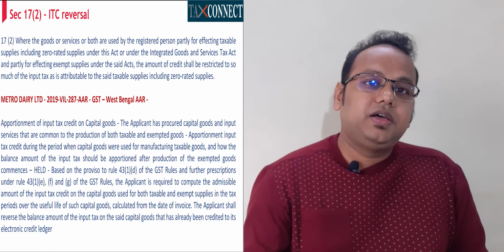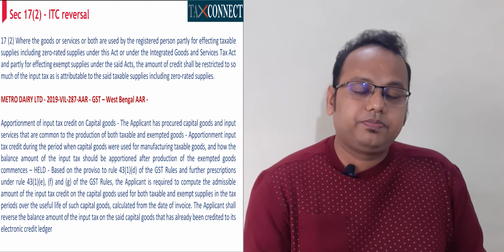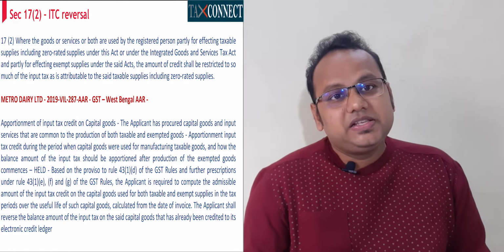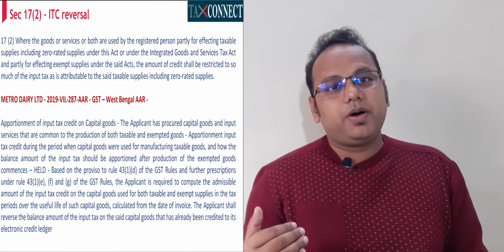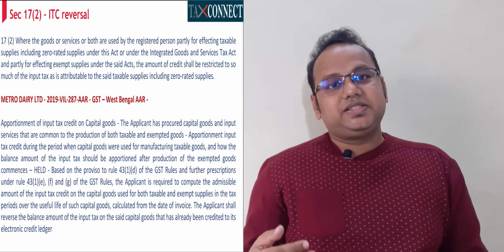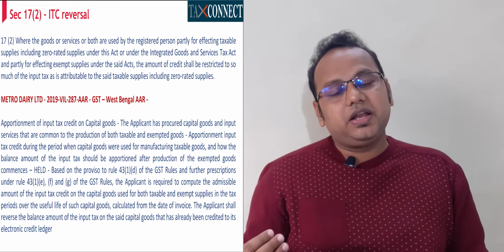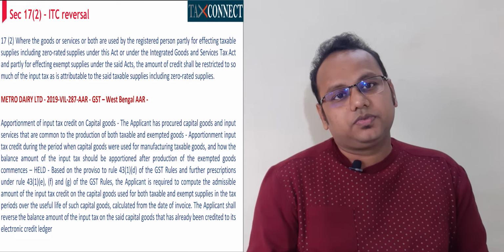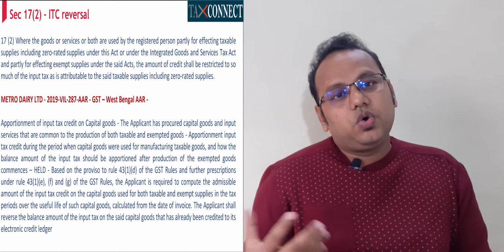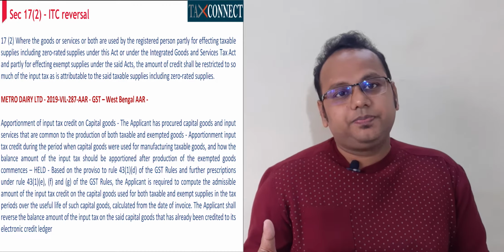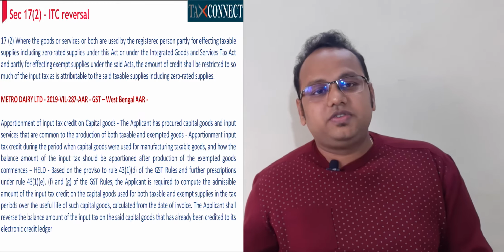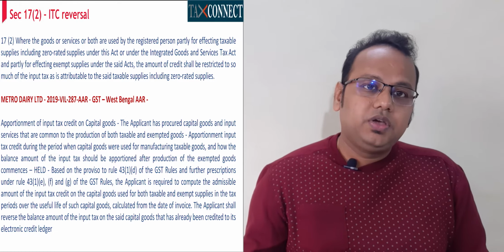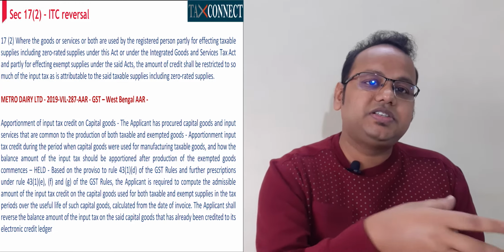So friends, this is about section 16. Now we go to section 17. Section 17.2 talks about reversal of proportionate ITC in case you are a dealer of taxable as well as exempt supplies. So, in case you are supplying taxable as well as exempt supplies and you receive certain input services or capital goods, you have to reverse the proportionate ITC under rule 42 for inputs and services and rule 43 for capital goods.